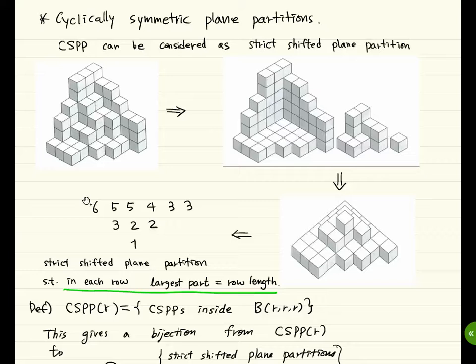But we don't get just any shifted plane partition. We have to specify what these are. They must be, first of all, strict. If you go down along a column, they are strictly decreasing. Why is this true? What is this 5? This 5 is the third one here. So these two are stacked on the same layer or same location. Then because this is shifted, because we have one additional spot over here, this one must be strictly less than 5.